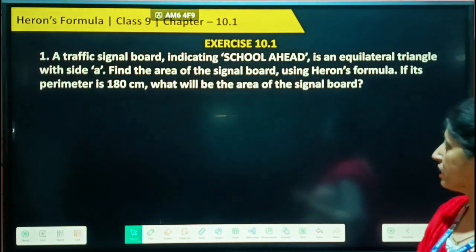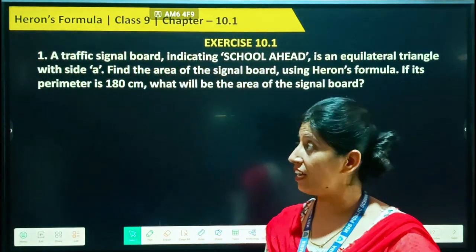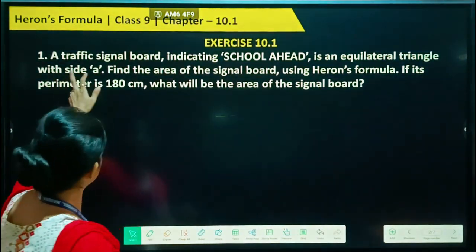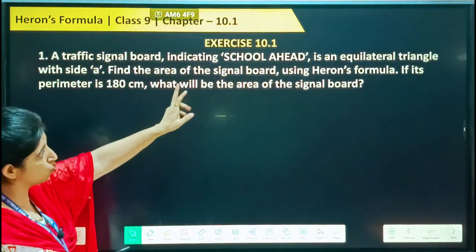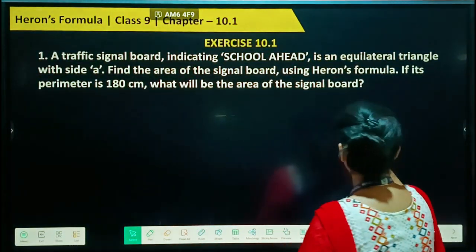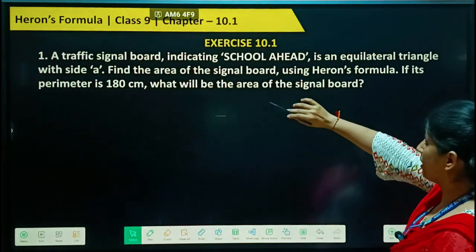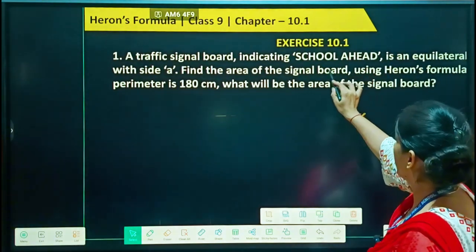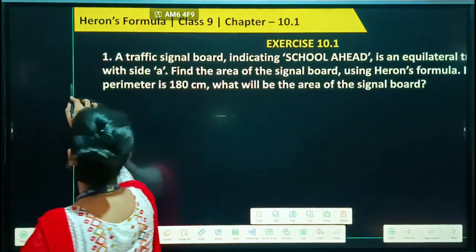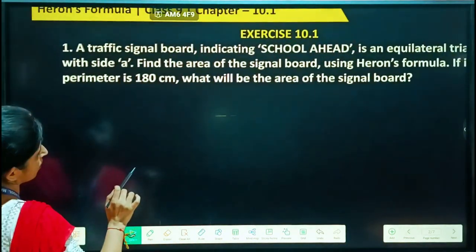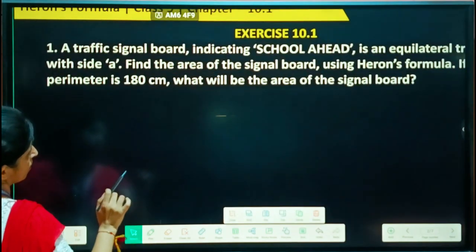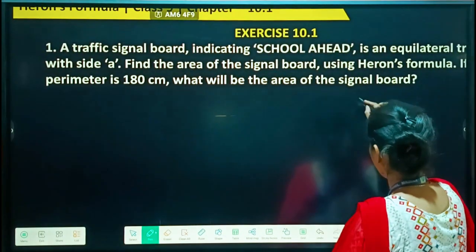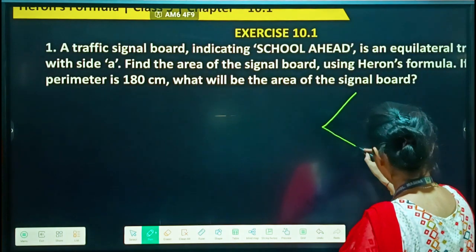Today we will start exercise 10.1 question first. Okay, look, a traffic signal board indicating school ahead. You all know that a traffic signal board is like an equilateral triangle. It is given that it is like an equilateral triangle, right? Equilateral triangle means, look, you all have seen, it is becoming like this.